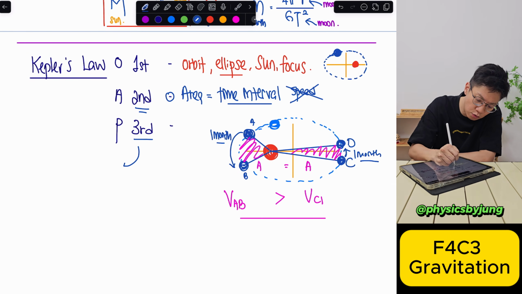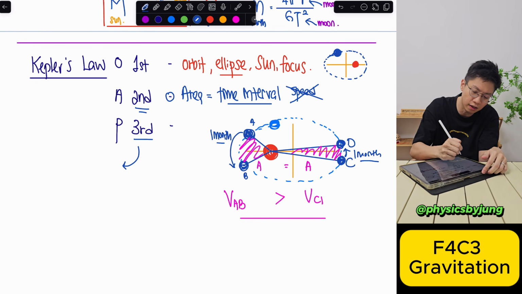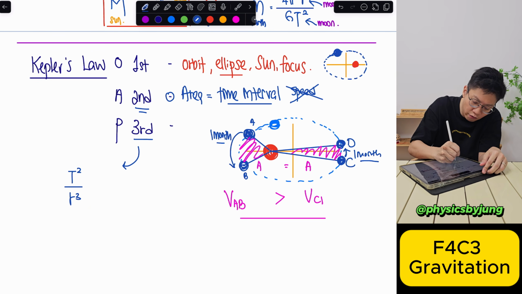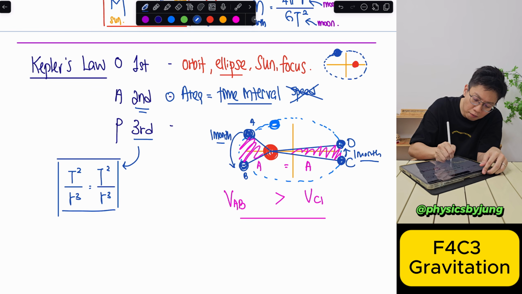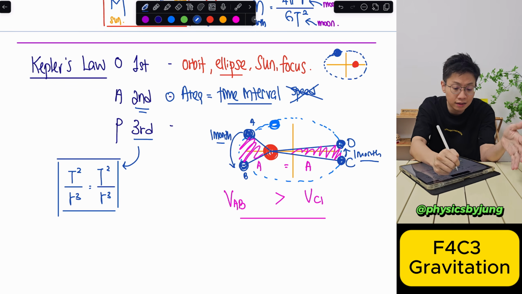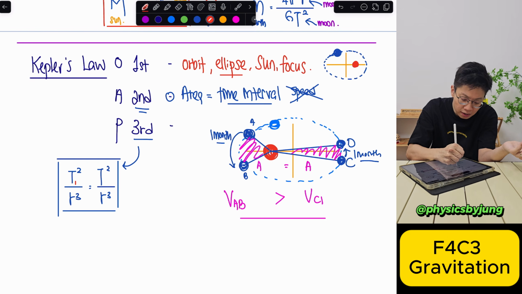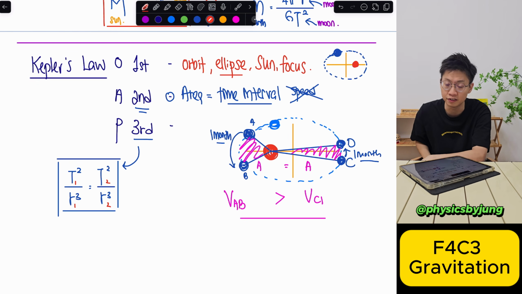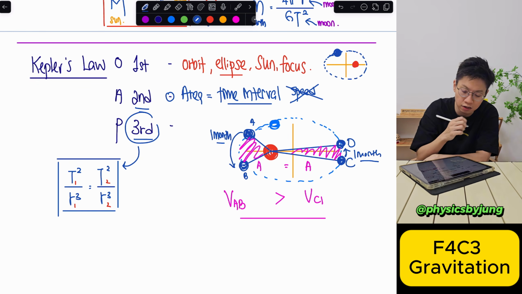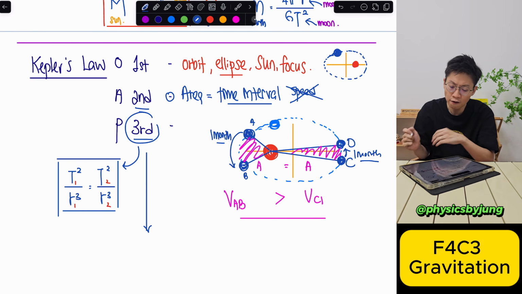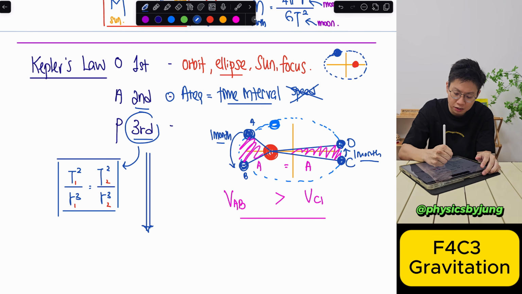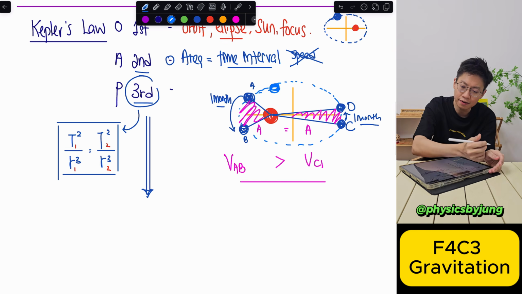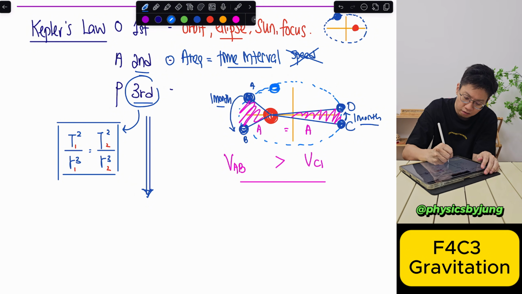For the third law, it goes into our 8th formula, where we have T squared over R cubed equals T squared over R cubed. Guys, remember the way I write this formula may be slightly different from other teachers, methods or even textbooks. It is the same, it's just that the way I arrange it will be different. Because what is Kepler's third law? Let me explain.